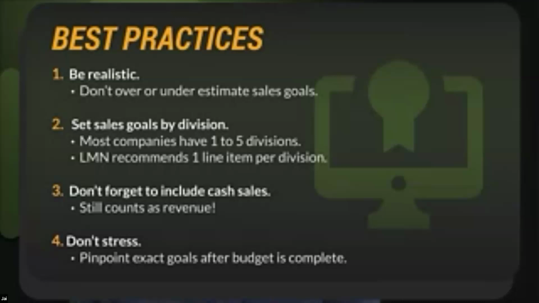Also, set up your sales goals based on divisions. Most landscape companies have between 1 to 5 divisions, so we always recommend you have one line item per division. This way, you can really get a clear understanding of the changes in your divisions from year to year.